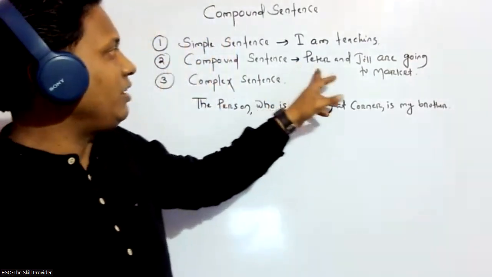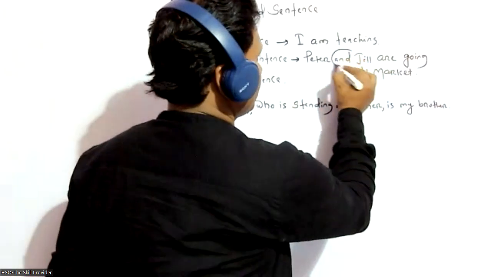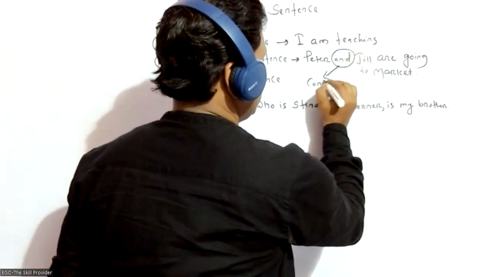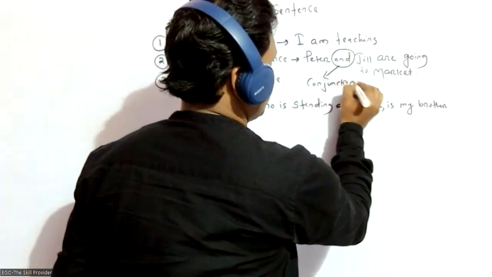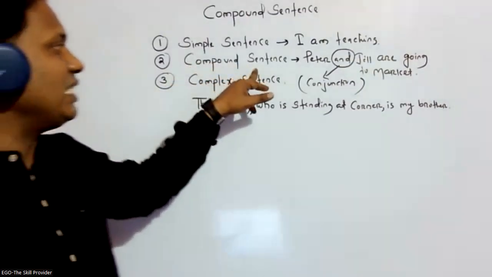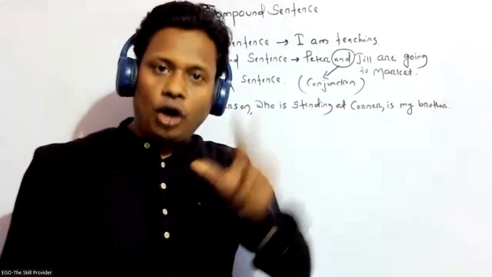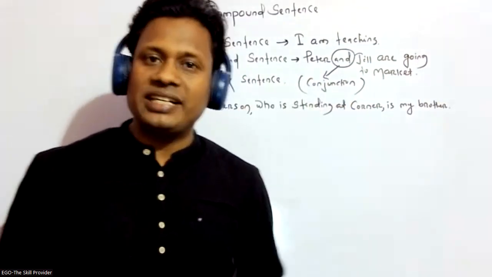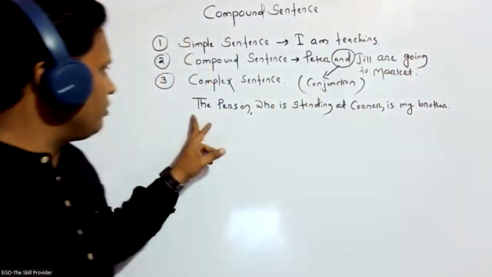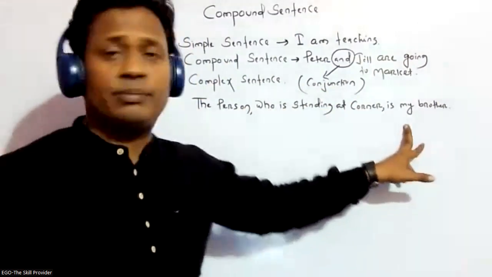So suppose, Peter and Jill are going to market. Here, and is there, and this is called a conjunction. So what do you understand? To make a compound sentence, you need a conjunction. So today, our focus is on how to make a compound sentence using conjunctions. This is the topic for today. And this is a complex sentence: the person who is standing at the corner is my brother.